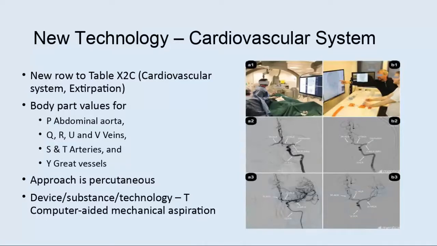Also in the cardiovascular system new technology is a change to table X2C, extirpation. New body part values were added for abdominal aorta, veins, upper, lower, right, left, arteries, and great vessels. This is for computer-aided mechanical aspiration. You see this guy up here in the corner. He's doing surgery while he's watching a screen that helps guide the aspiration procedure.